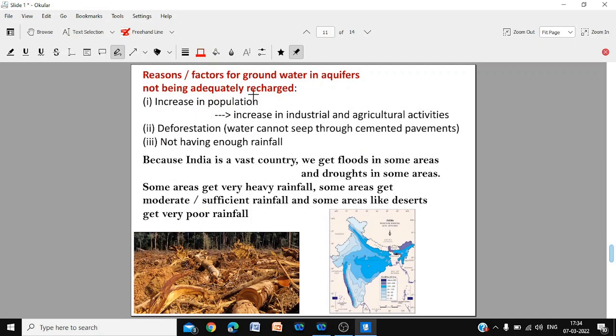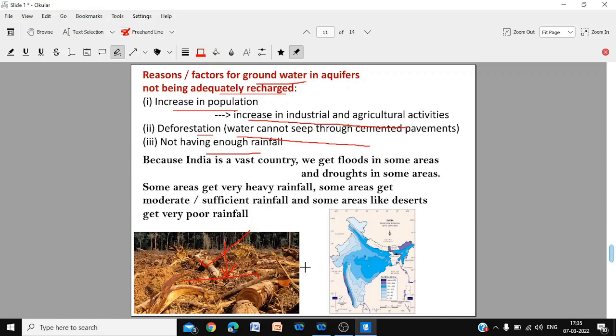So the reasons for groundwater in aquifer not being replenished or recharged: increase in population, that means increase in industrial and agricultural activities, pumping out more and more water. Deforestation, water cannot seep through cemented pavement. You cut the trees and build houses and factories through which water cannot seep inside. Not having enough rainfall. There are places that have very, very low rainfall. So here we have shown the deforestation. Afterwards they will build cement structure and rainwater will not be able to infiltrate inside.